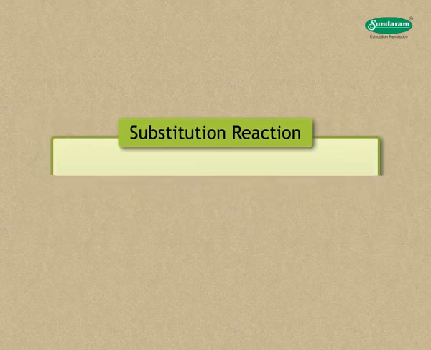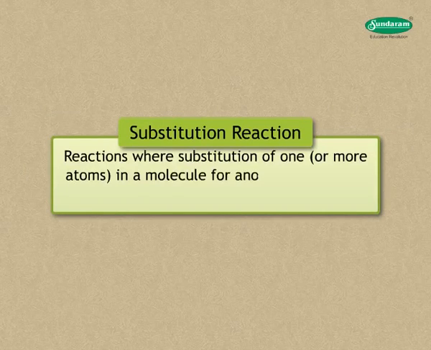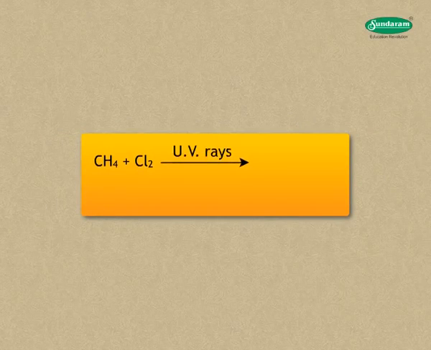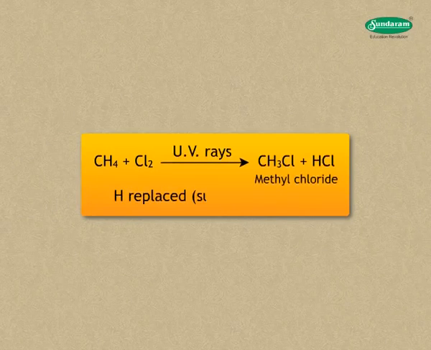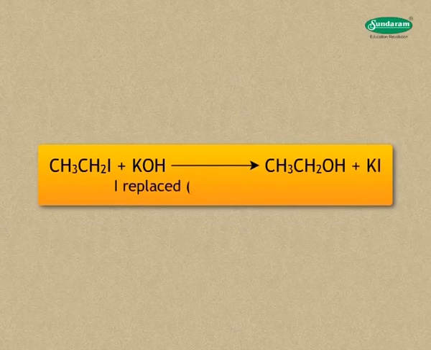Substitution reaction. Reactions where substitution of one or more atoms in a molecule for another atom takes place are called substitution reactions. CH4 plus Cl2 in presence of UV rays gives CH3Cl plus HCl. H replaced or substituted by Cl. CH3CH2I plus KOH gives CH3CH2OH plus KI. I replaced or substituted by OH.